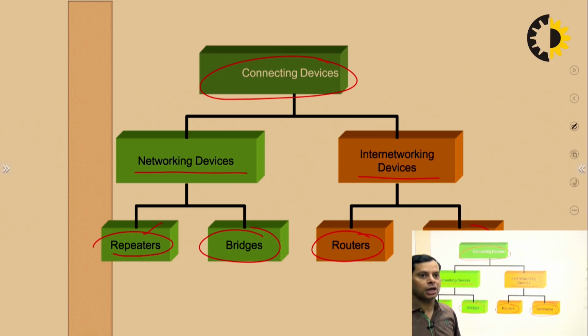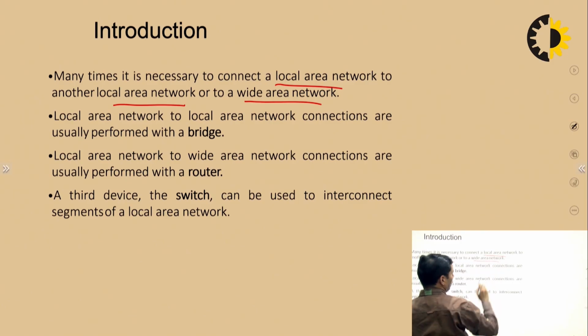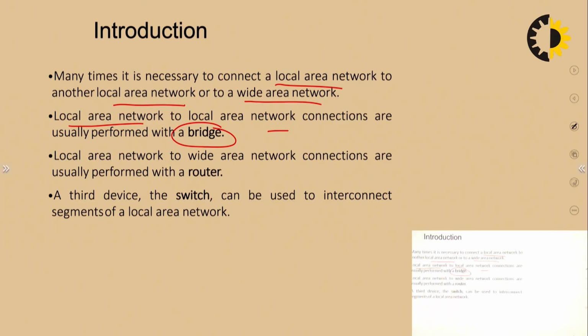How do these work? We will see now. In the introductory part, we can see that many times it is necessary to connect a local area network to another local area network or a wide area network. For that, interconnection will be required, which is possible with the help of the previously mentioned devices. A local area network to local area network connection is usually performed with the help of a bridge. So, the bridge is one of the connecting devices.